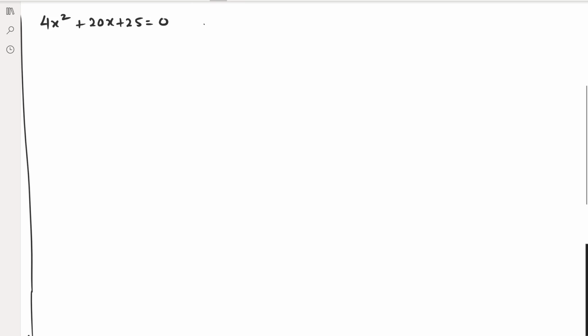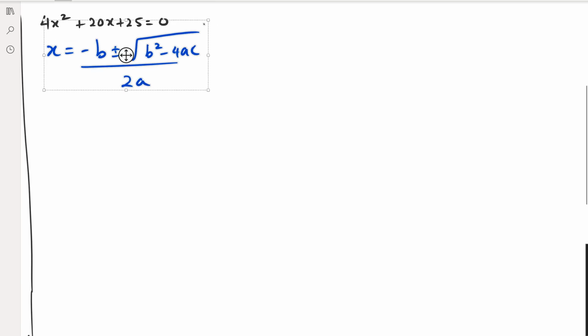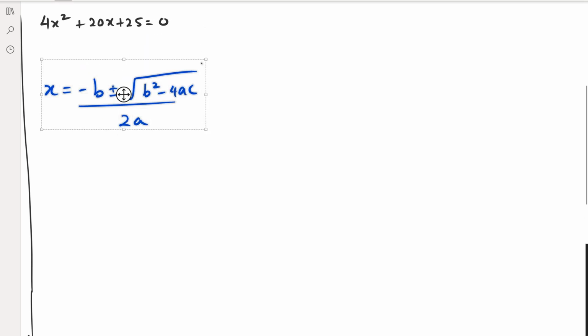Okay, so I've got this equation, guys, and I'm going to try and use the quadratic formula again for this. So I've got x equals minus b plus or minus the square root of b squared minus 4ac over 2a. Of course, it would help if I actually tell you guys what a, b, and c are. So I'm going to write down the equation first, ax squared plus bx plus c equals 0, and then start matching up my values. So a is equal to 4, b is equal to 20, and c is equal to 25.